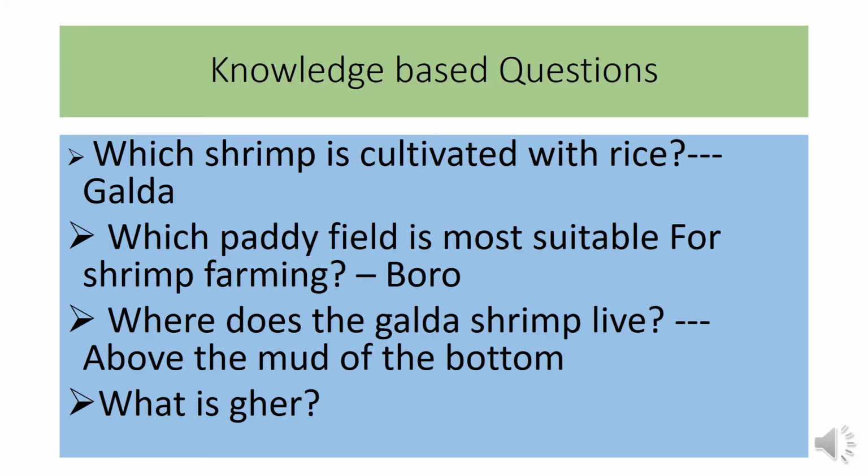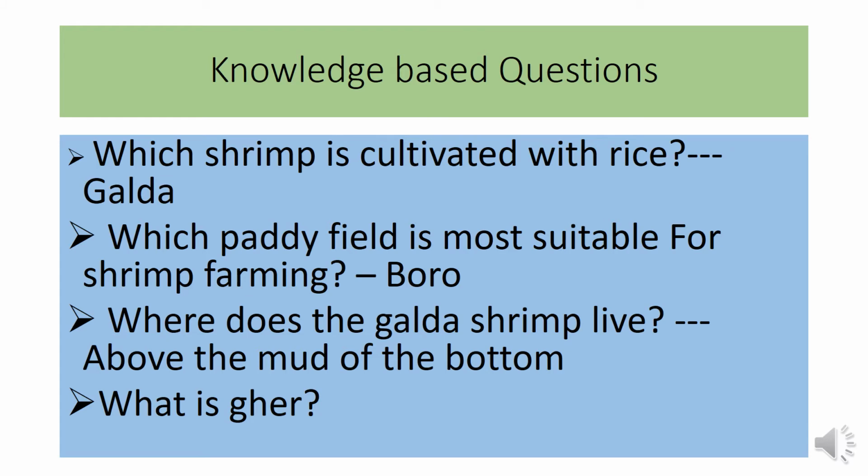Here you can see another knowledge-based question: which shrimp is cultivated with rice? Golda. Mainly when integrated cultivation of shrimp with rice is done, the most popular shrimp is Golda shrimp, because Golda shrimp can be easily cultivated in a rice field, and the production of both rice and shrimp increases.